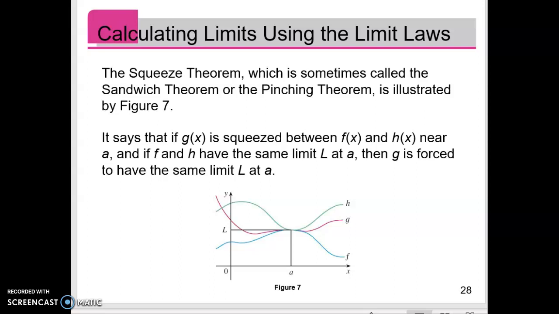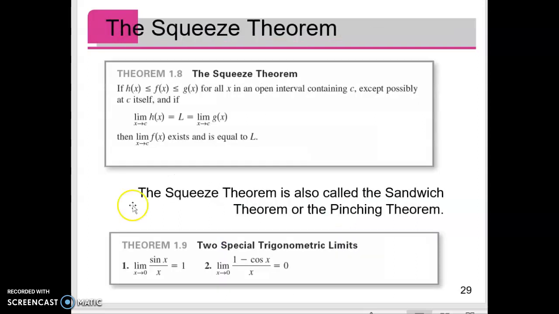So the squeeze theorem simply states that if f as x approaches a has a limit that's equal to the limit of h as x approaches a, and g is always in between, then it gets squeezed to the same limit point. Okay, that's the squeeze theorem. I hope that's not confusing. I switched up my h, f, and g. In this case, h is the smallest, f is in the middle, and g is the biggest.